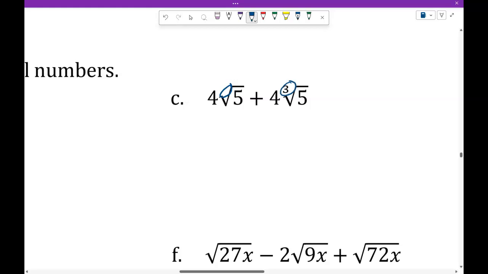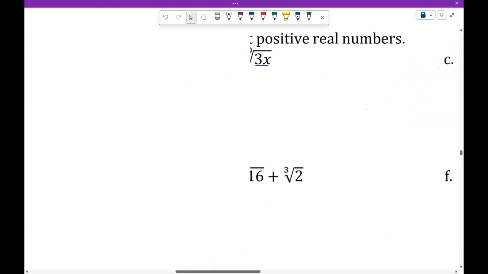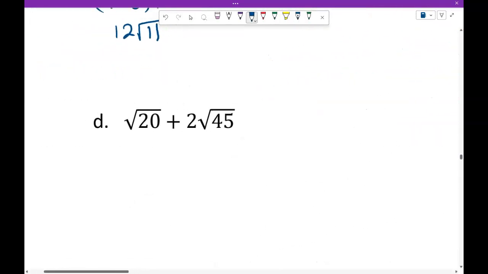Here we have a mismatch on the indices, so we cannot add. Here we have a mismatch on the radicands. However, we can simplify both of these. So we're going to simplify the radical first.